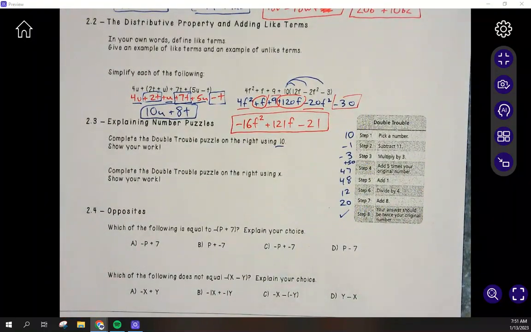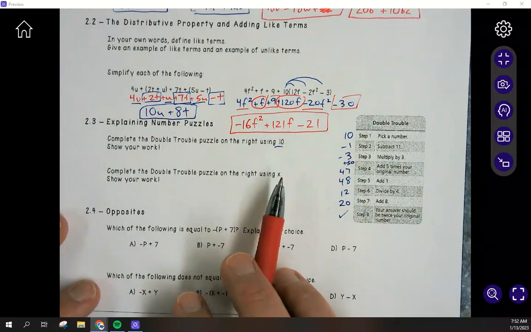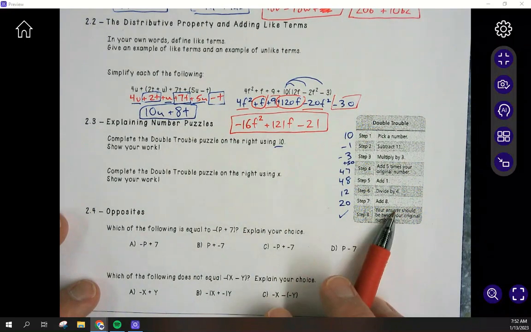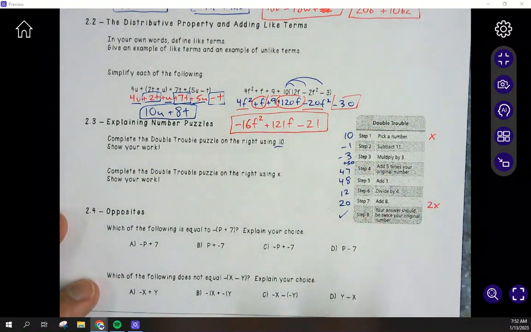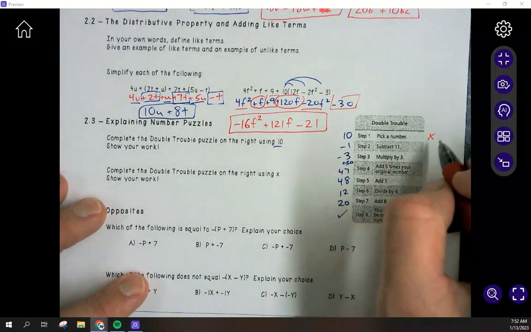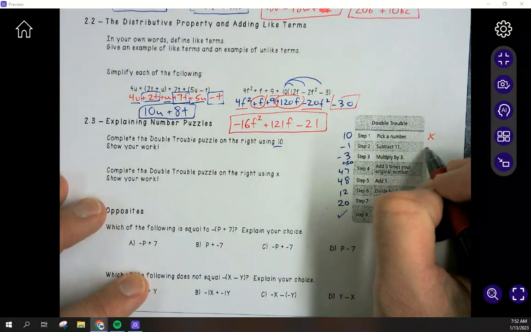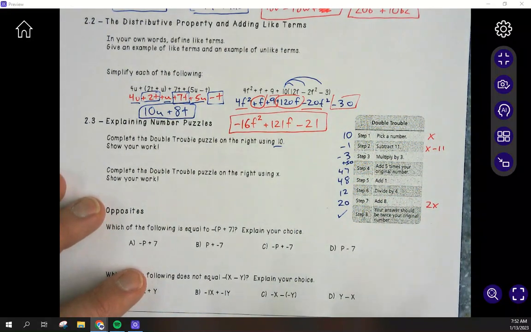Now, where some of you may have struggled here the first time we went through it is when we tried to do this with x. If we start with x and we need twice the original number, this needs to end up being 2x. So I have to get from x to 2x. So I'm going to subtract 11. How do I subtract 11 from x? I just write x minus 11. You can't combine them. They're not like terms.